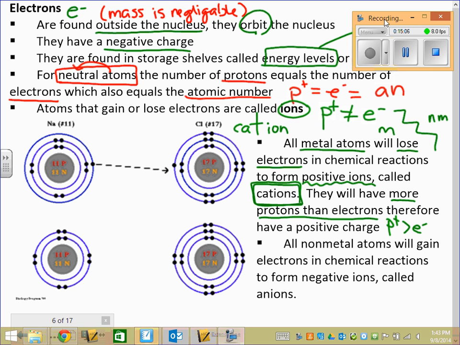If I'm talking about a nonmetal, which would be on the right side of the staircase, nonmetal atoms gain electrons in chemical reactions. They form negative ions, and the vocabulary word for a negative ion is an anion. I always thought this word kind of sounded like onion. Onions make people cry. That's bad. That's like being negative. And that was my trick to remembering these two things.